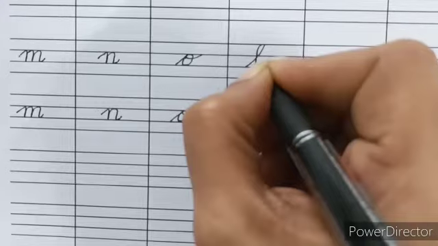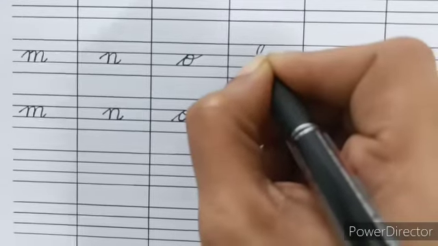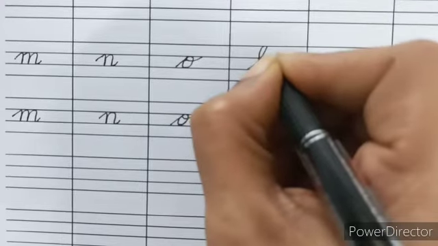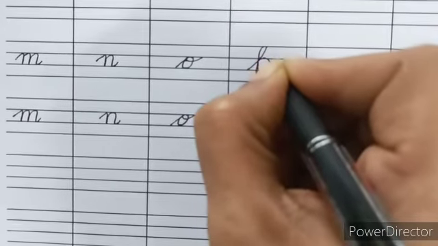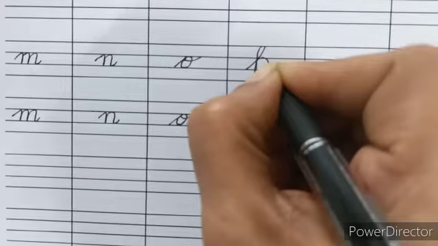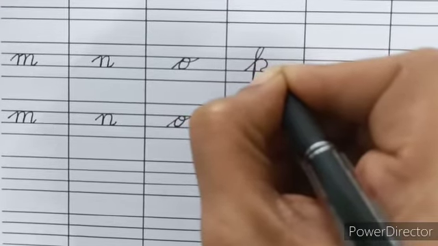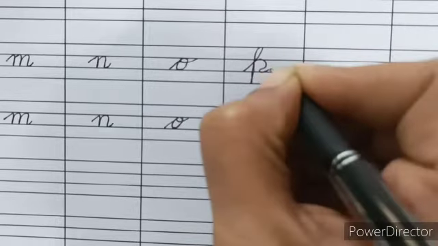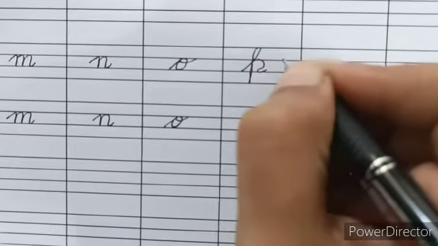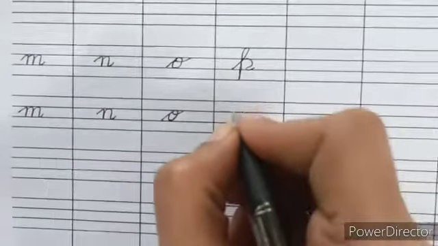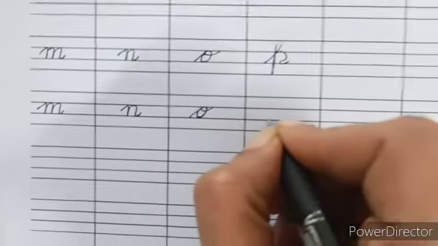Before we reach the second line, give a small downward curve, then come near the vertical line. Make a reverse C, but just before it touches the vertical line, we bend it and finish it off with a connecting curve. This is P. I'll show once again.